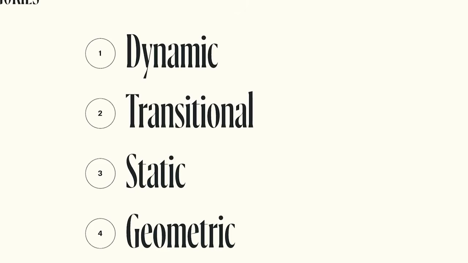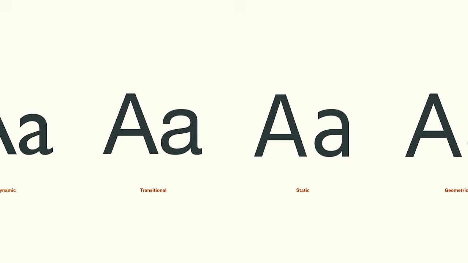Now we will go through sans serif subcategories. Sans from French meaning without. In the sans serif typefaces there are four main subgroups or subcategories: dynamic, transitional, static, and geometric. Yes, you guessed it, the classification of subgroups is determined by the same principles of form, like with the serif typefaces. Only here we have an additional subgroup that's called geometric.